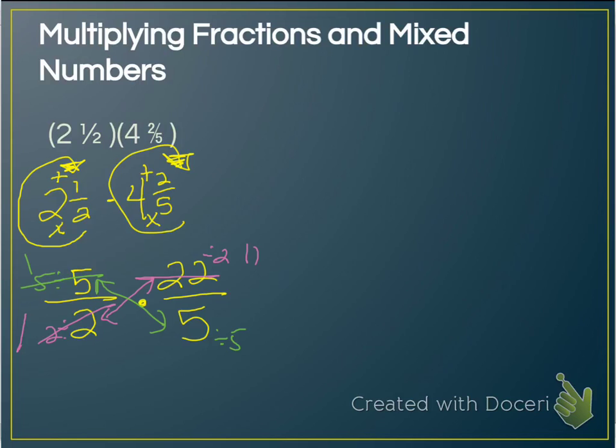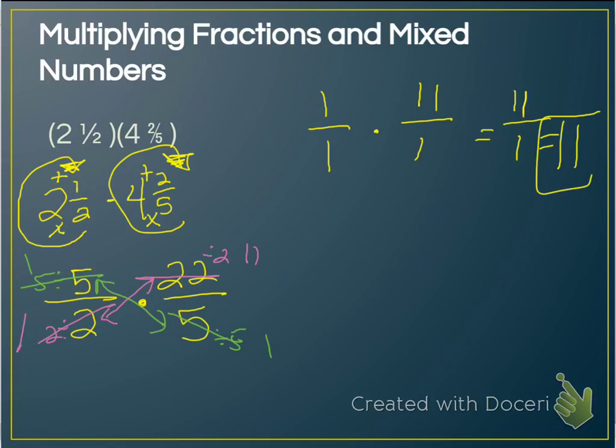5 divided by 5 is 1. 5 divided by 5 is 1. So now my new problem is 1 over 1 times 11 over 1. 1 times 11 is 11. 1 times 1 is 1. So here I have 11 over 1. This is not in simplest form. Just like earlier we changed 5 into a fraction, this actually represents 11. It's 11 divided by 1, which is 11. Sometimes when you multiply fractions, you end up with whole numbers.